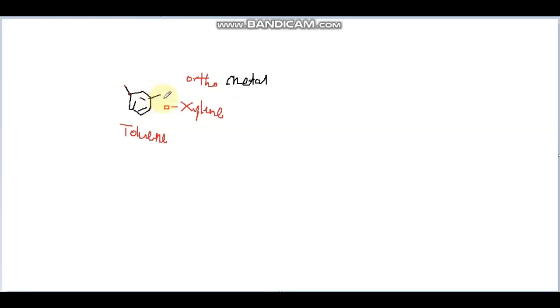Now, if the 2 methyl groups on the xylene are at the 1,4 position to each other, or they have 2 carbons between them on the benzene ring, we call it p-xylene, that is, para-xylene. So this is a derivative of a benzene structure.